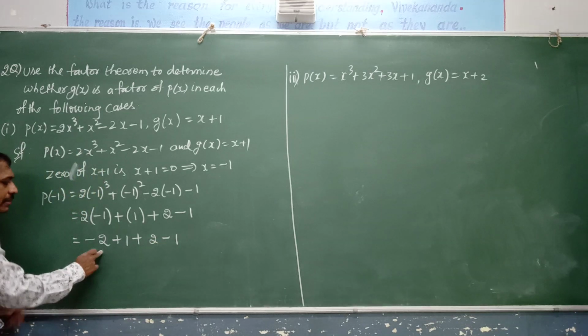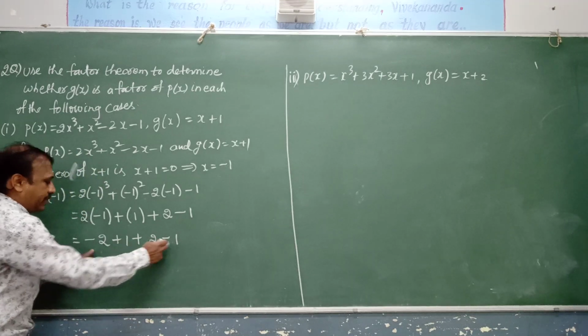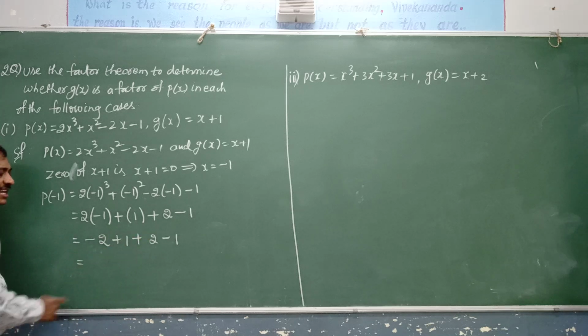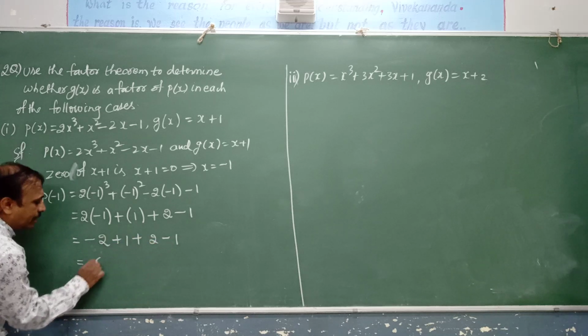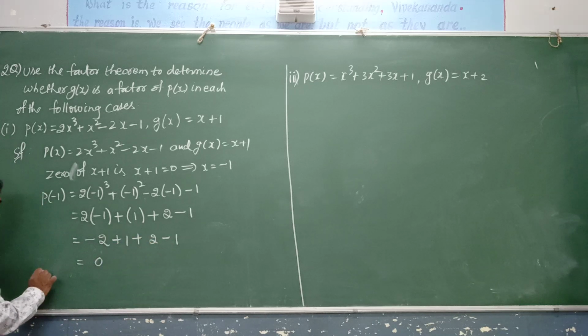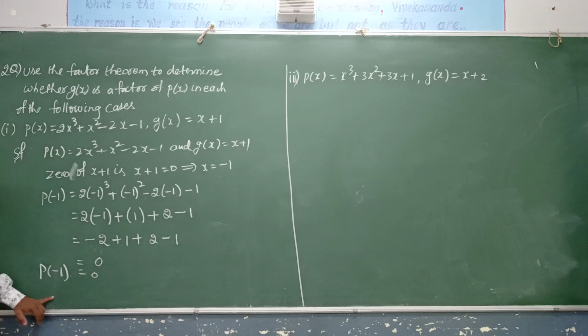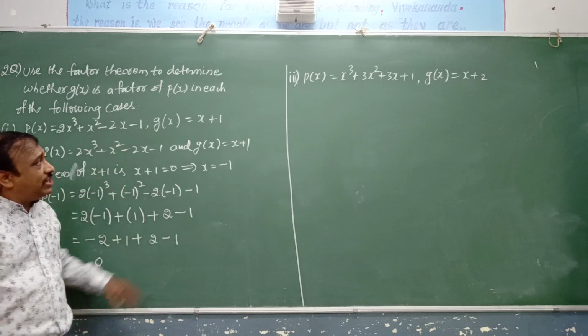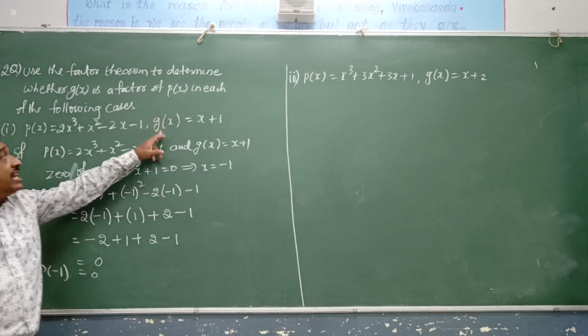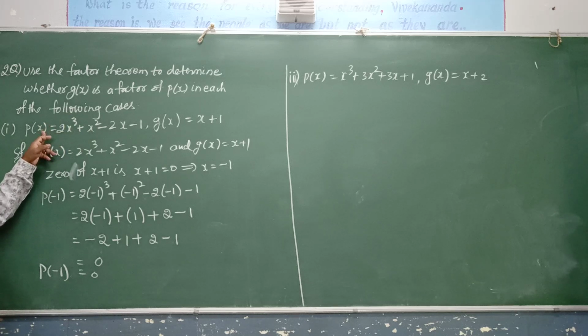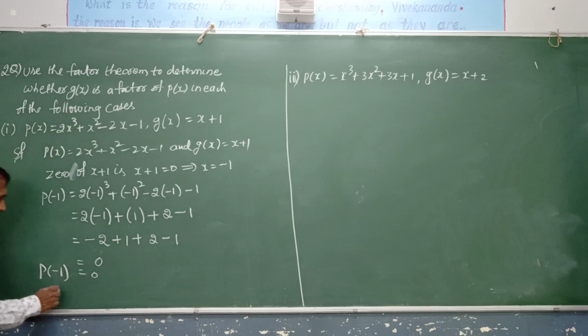You see here, minus 2 plus 2, plus 1 minus 1. So minus 2 plus 2 get cancelled, plus 1 minus 1, completely you are obtaining 0. Therefore, p of minus 1 is equal to 0. As p of minus 1 equals 0, that means what can you say? Remainder is equal to 0. Therefore, x plus 1, g of x, is a factor of p of x.